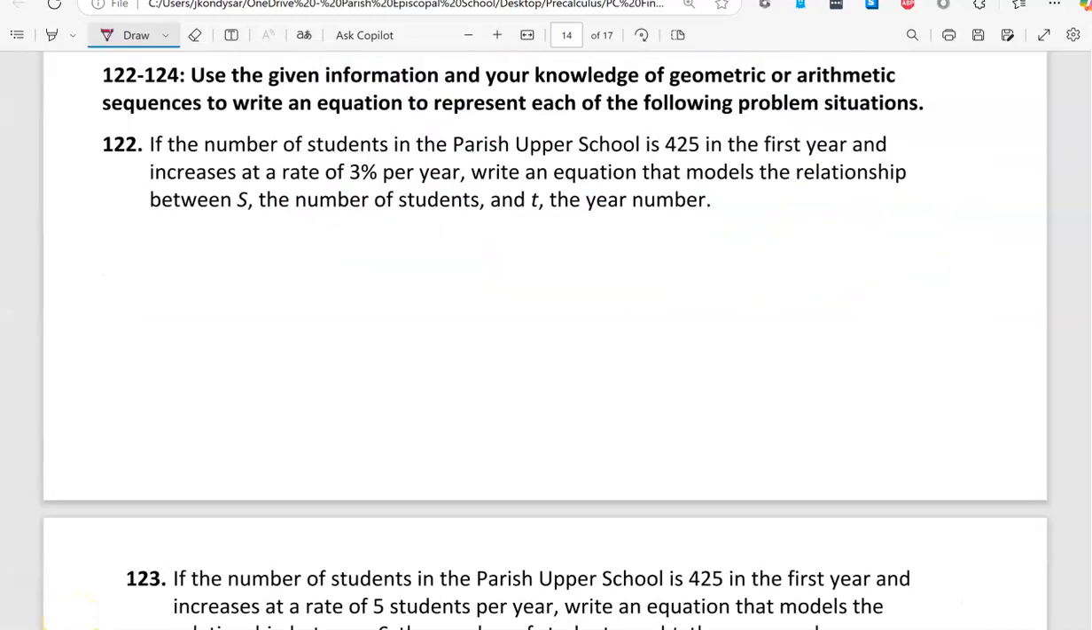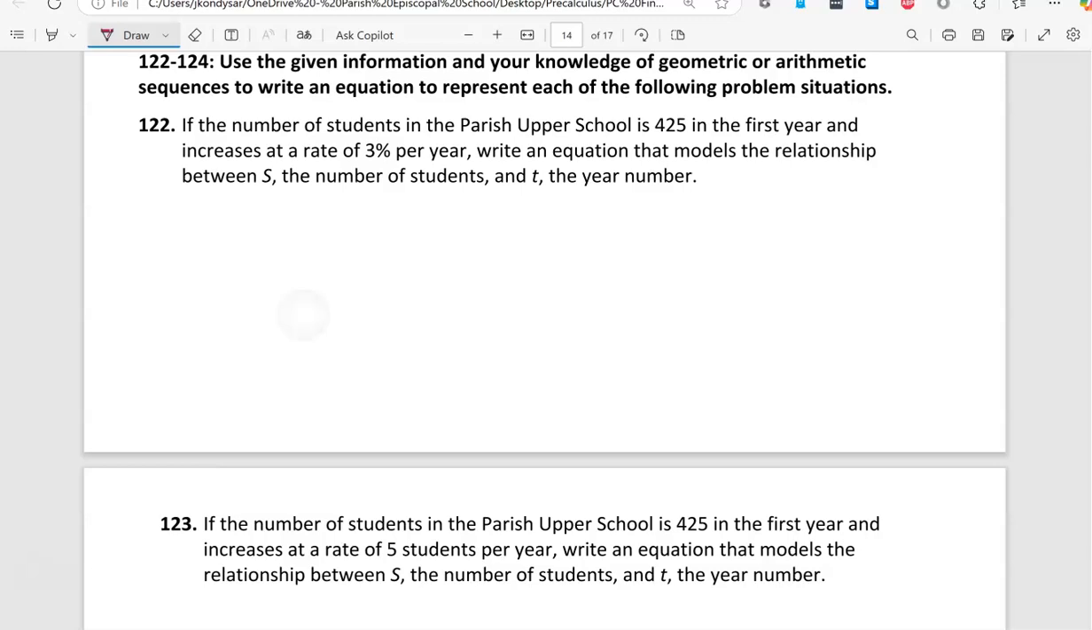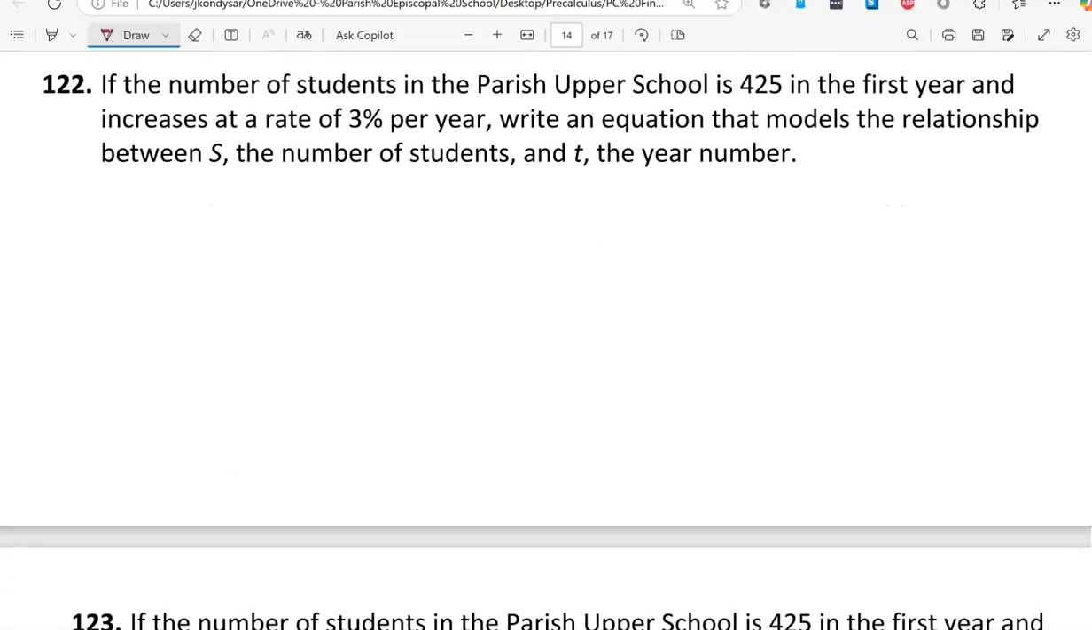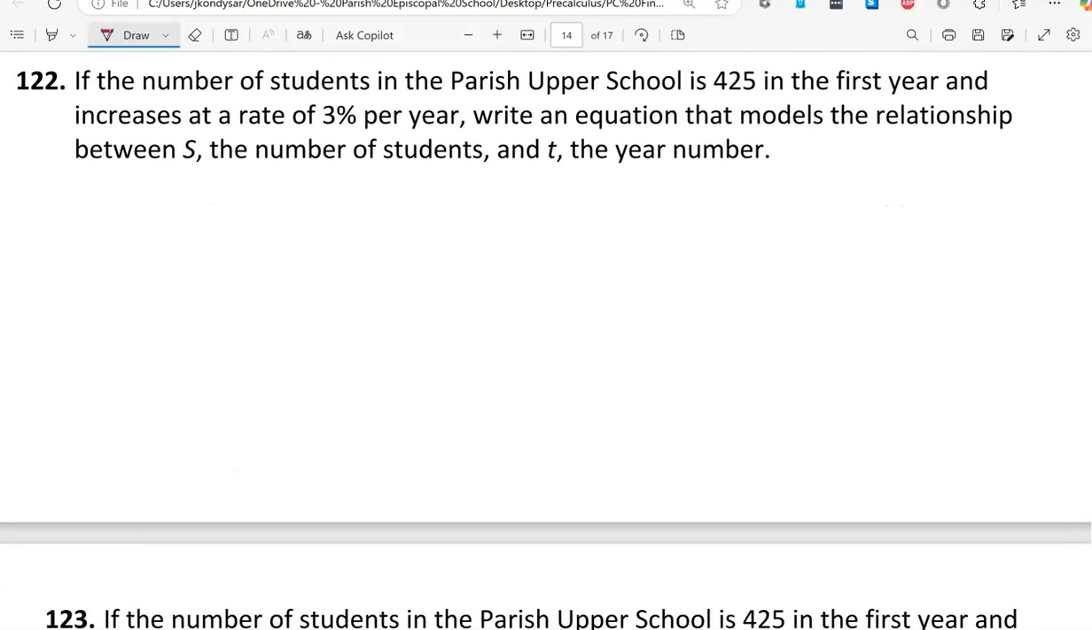In the last few exercises, we're going to use our knowledge of geometric or arithmetic sequences to write an equation to represent each of the following situations. We can also use a table here if that helps. In 122, the number of students in Parish Upper School is 425 in the first year and increases at a rate of 3% per year. Write an equation that models the relationship between S, the number of students, and T, the year number.